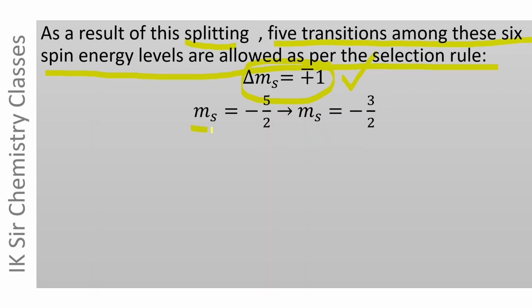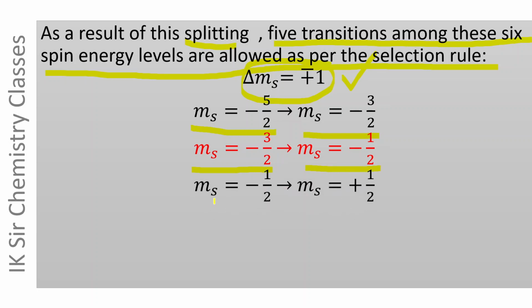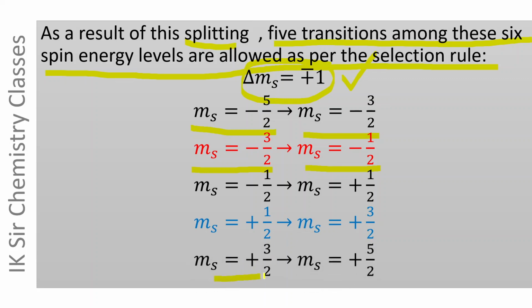ms equals minus 5/2 to ms equals minus 3/2. ms equals minus 3/2 to ms equals minus 1/2. ms equals minus 1/2 to ms equals plus 1/2. ms equals plus 1/2 to ms equals plus 3/2, and finally ms equals plus 3/2 to ms equals plus 5/2. Please note that all these 5 transitions between spin energy levels involve delta ms equals plus 1.